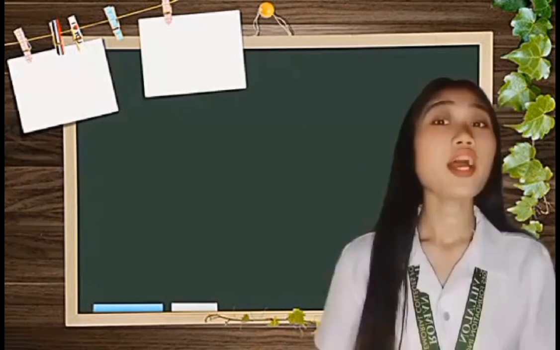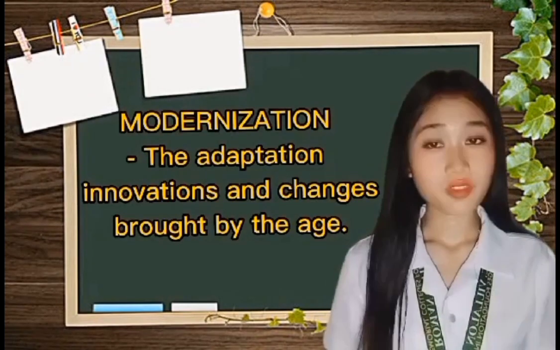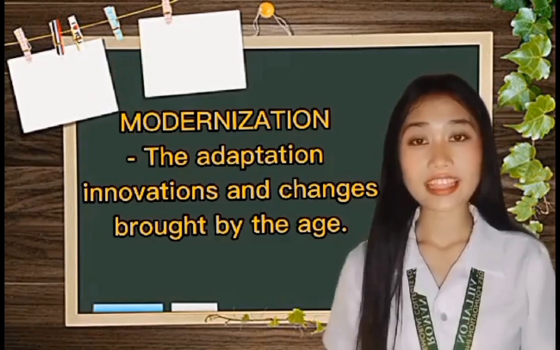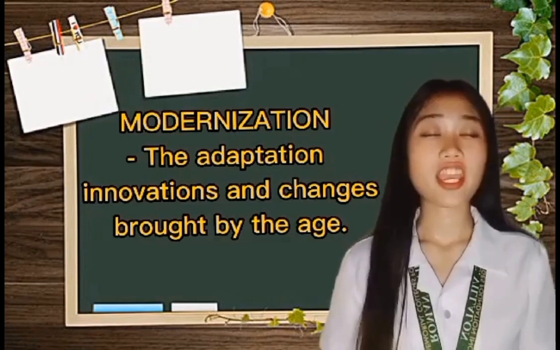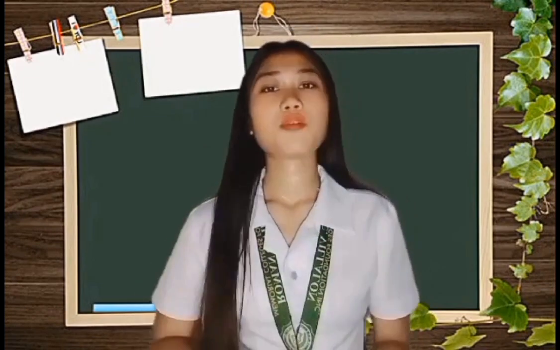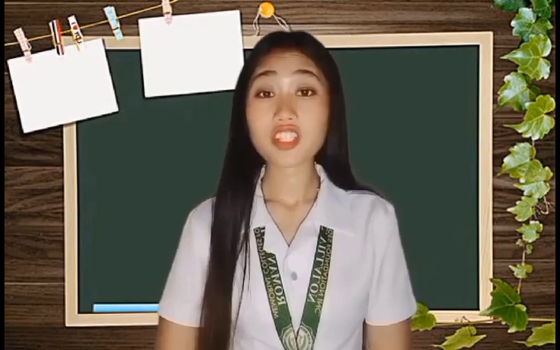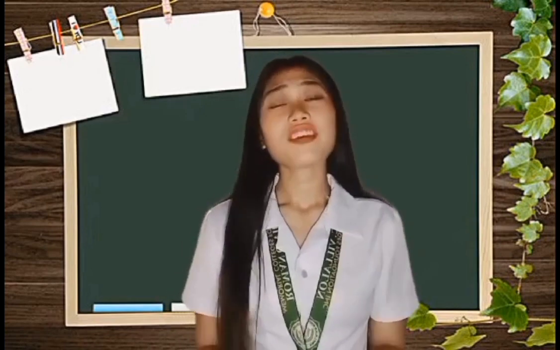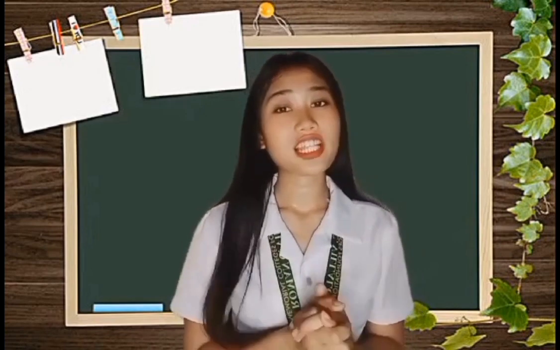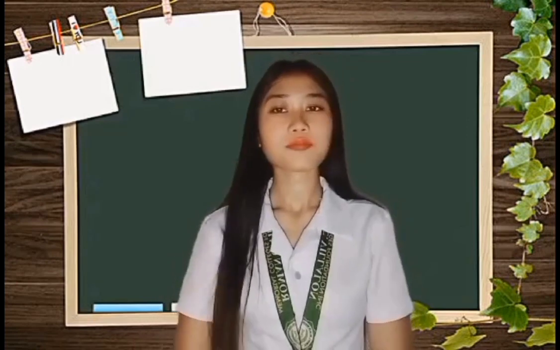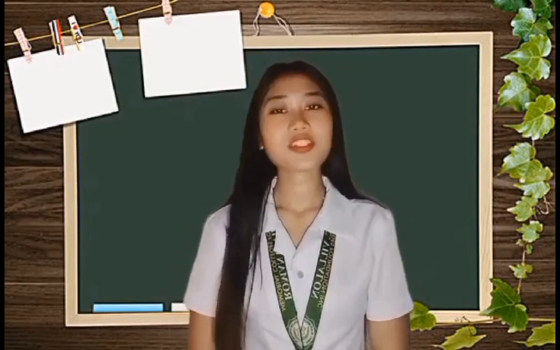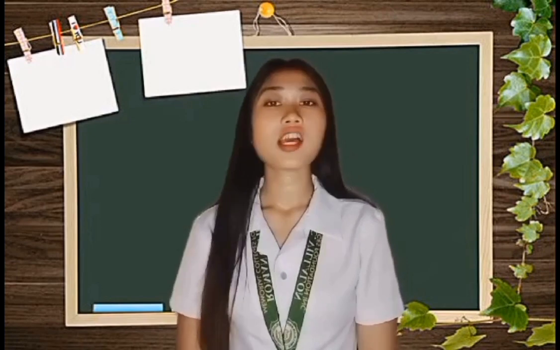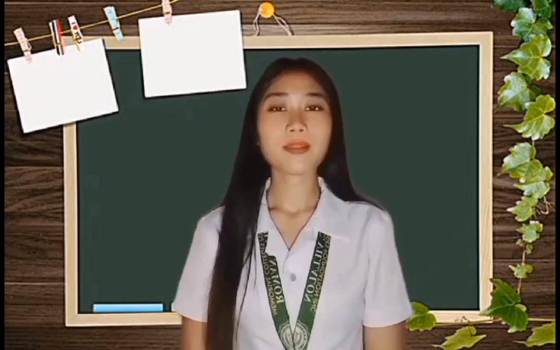So, modernization is an adaptation, the innovation, and changes brought by the age. Modernization refers to a model of progressive transition from a pre-modern or traditional to a modern society. So, there are examples of modernization. Okay, Ms. Carrie, can you please read about the examples of modernization?